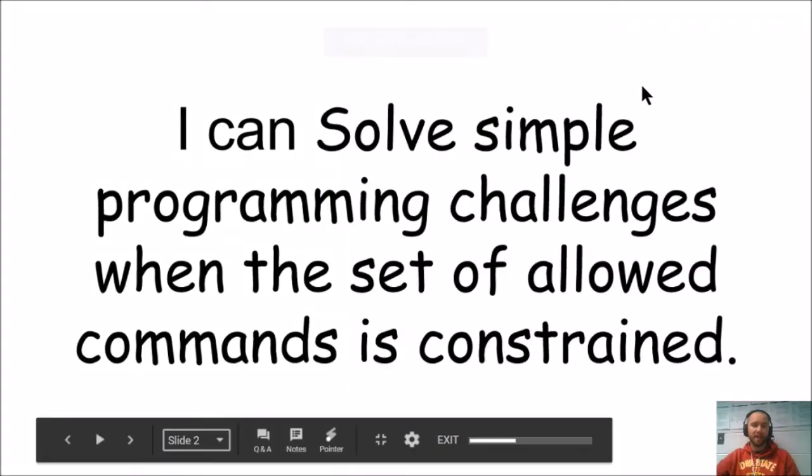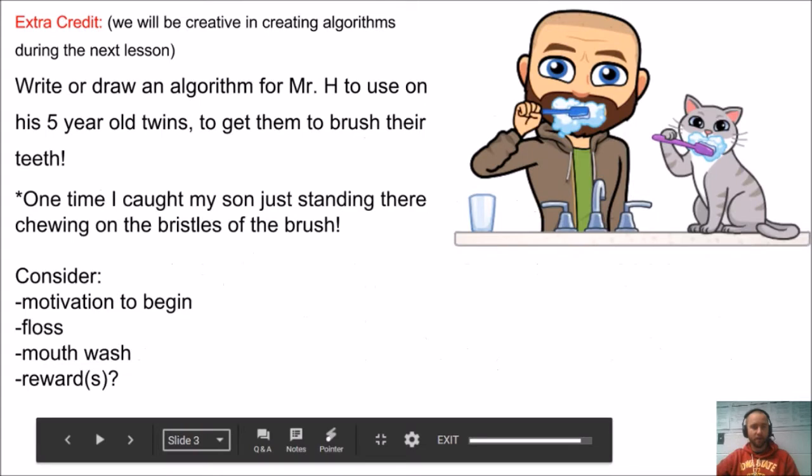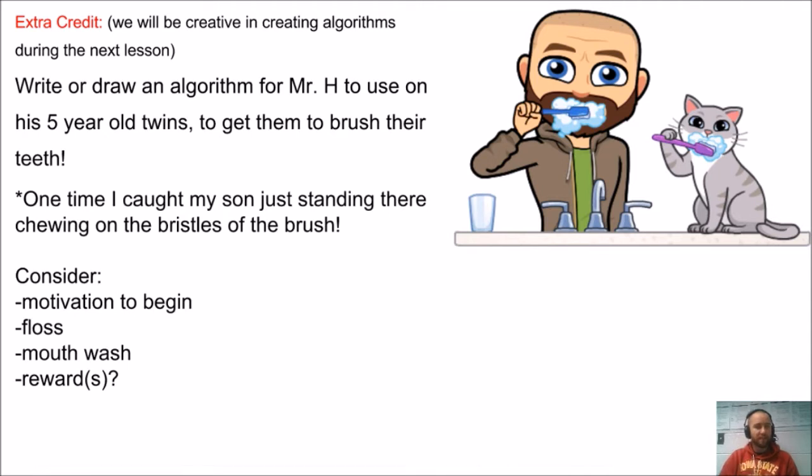The objective today is to solve simple programming challenges when the set of allowed commands is constrained. So before we begin, a little extra credit opportunity here and a great moment to reflect on algorithms. I said that we will be creative in creating algorithms during the next lesson.